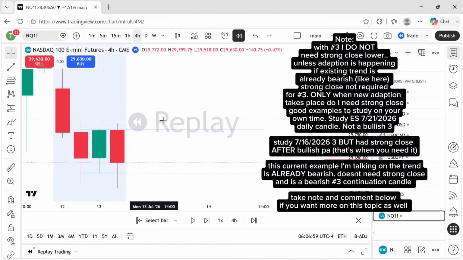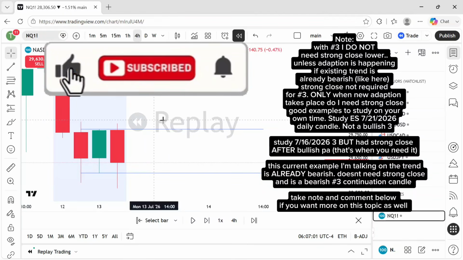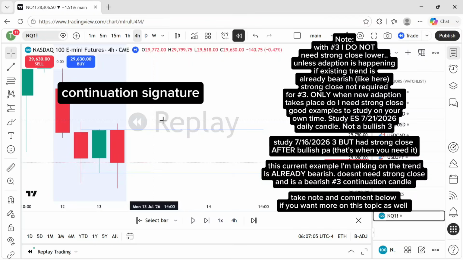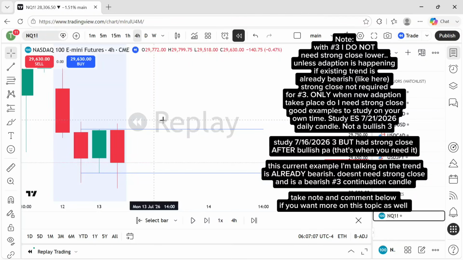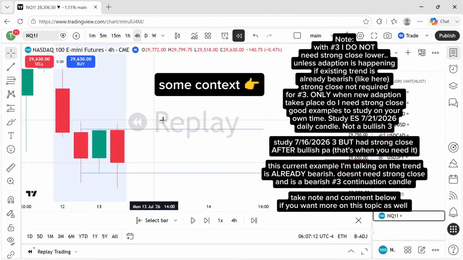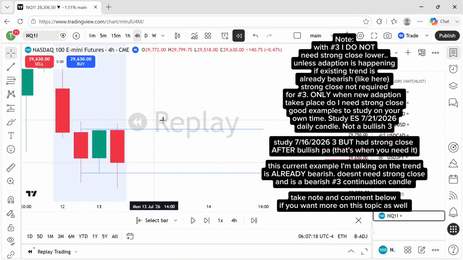What is a number 3 candle? A number 3 candle in simplest terms is a continuation candle, a continuation signature. Is that the case in every single play? No, context matters, but in general, and we can dig a little bit deeper into that. But in general, it means it's a continuation signal. And it was in this context.